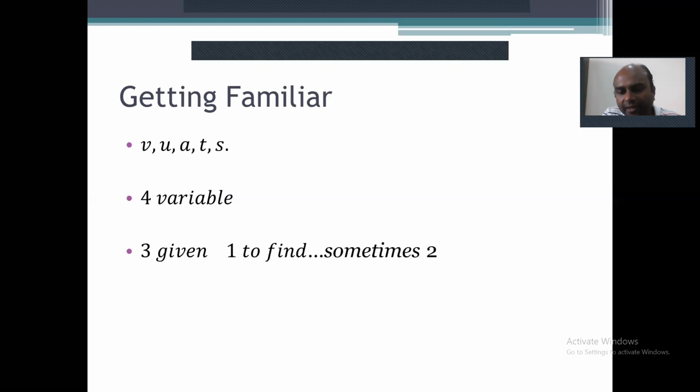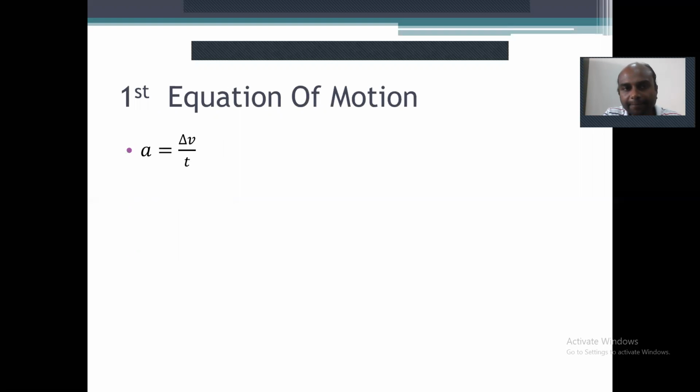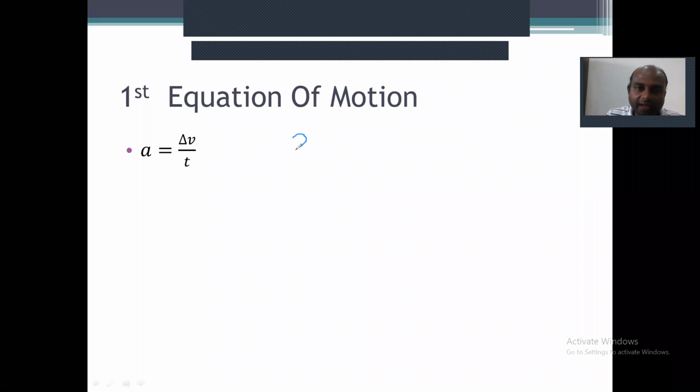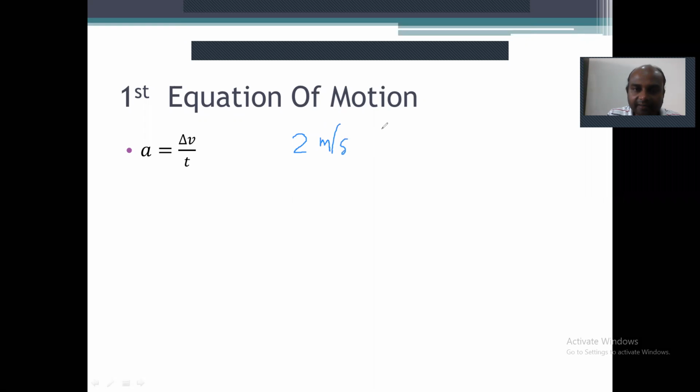Now let us understand the first equation of motion. We all know the definition of acceleration. Acceleration is defined as change in velocity divided by time. For example, when I say that a body is moving with an acceleration of 2 meters per second every second, another way of expressing it is 2 meter per second square. Actually, what it means is 2 meter per second every second.